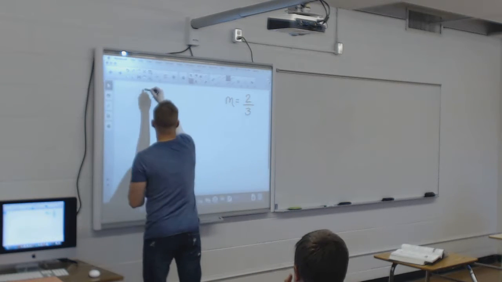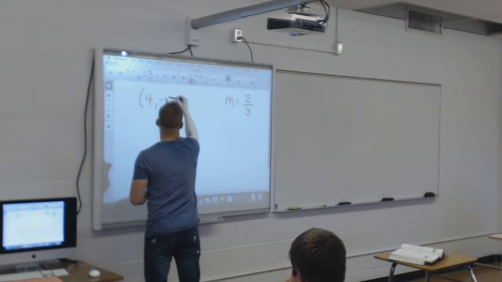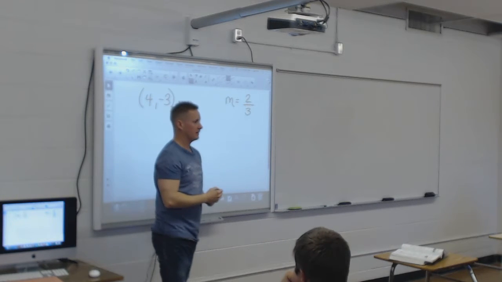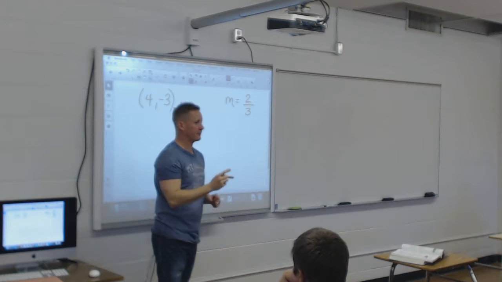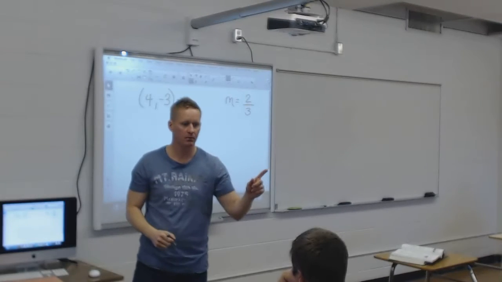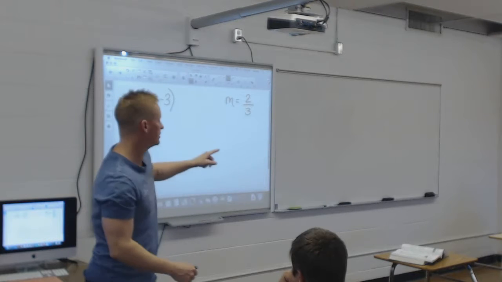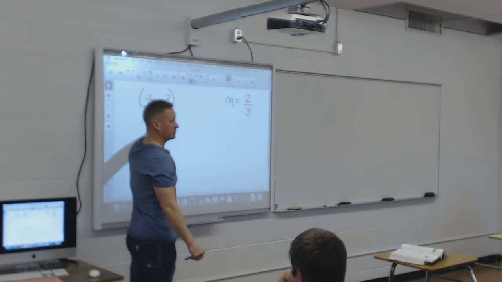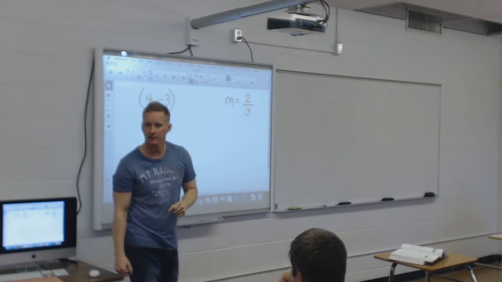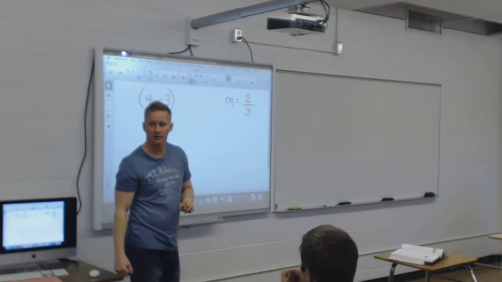So if my coordinate was 4 and negative 3, let's say. Okay, it's 4 and negative 3. My slope says go up 2 and right 3. So let's go up 2 from this. What does up 2 take me to from this point? Negative 1. Okay, what's the coordinate then?